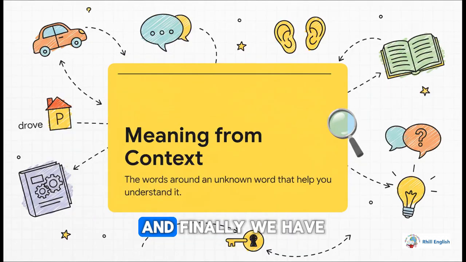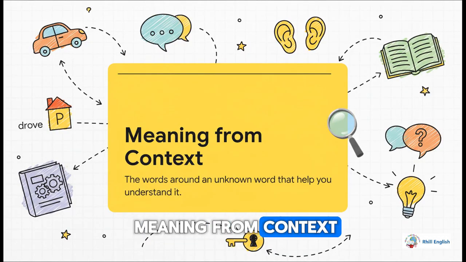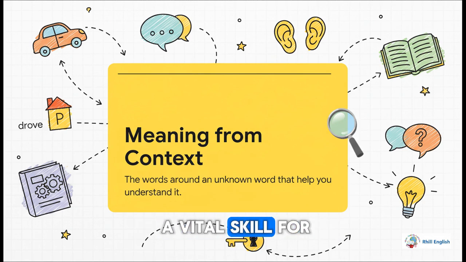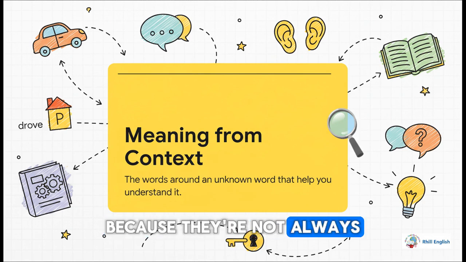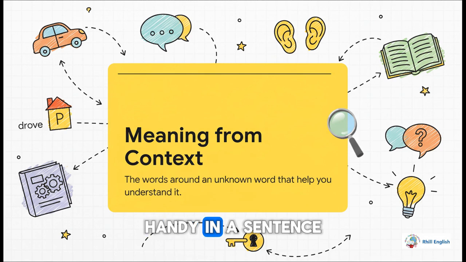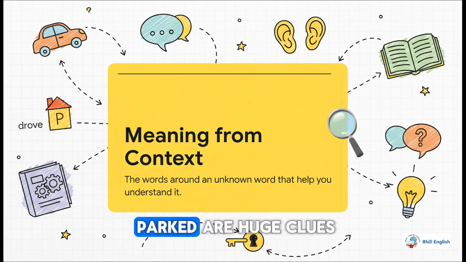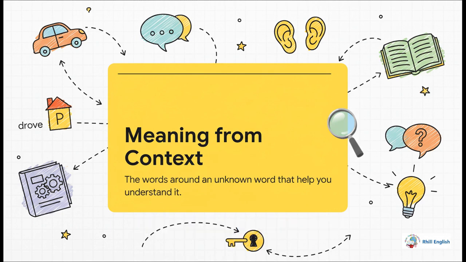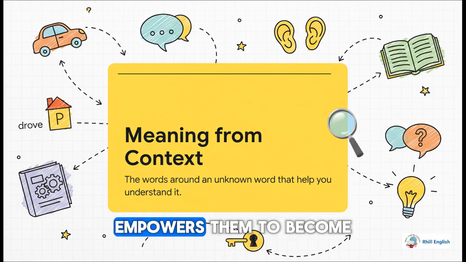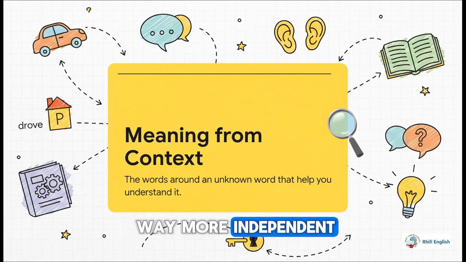And finally, we have meaning from context. Now, this one is a vital skill for our learners because they're not always going to have a dictionary handy. In a sentence like this, even if a student has no idea what a van is, the words drove and parked are huge clues. Teaching students to hunt for these clues empowers them to become way more independent as readers and listeners.